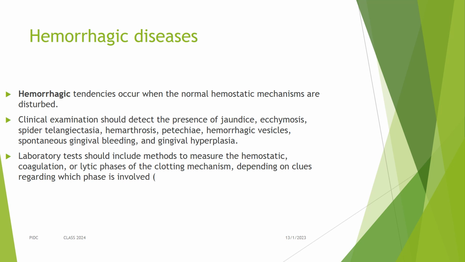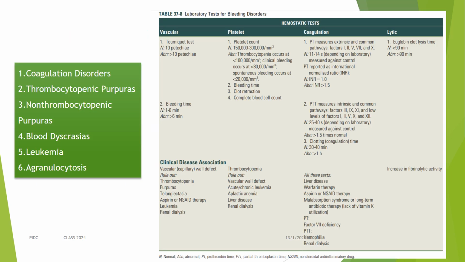Laboratory tests should also include measures to find out the hemostatic, coagulative, and the lytic phases of the clotting mechanism, depending on the clues regarding which phase is involved. So, mostly the hemorrhagic diseases include the coagulation disorders, thrombocytopenic purpuras, non-thrombocytopenic purpuras, blood dyscrasias, leukemia, and agranulocytosis.